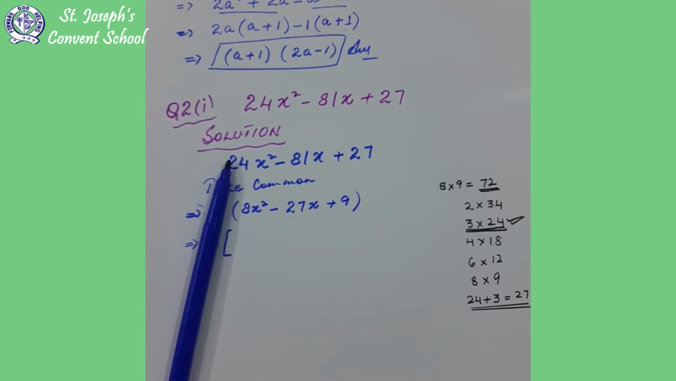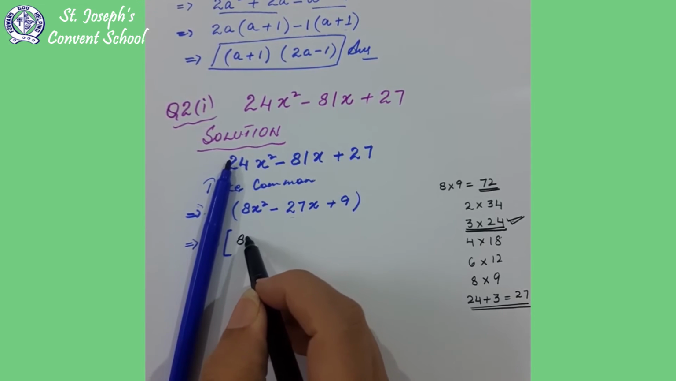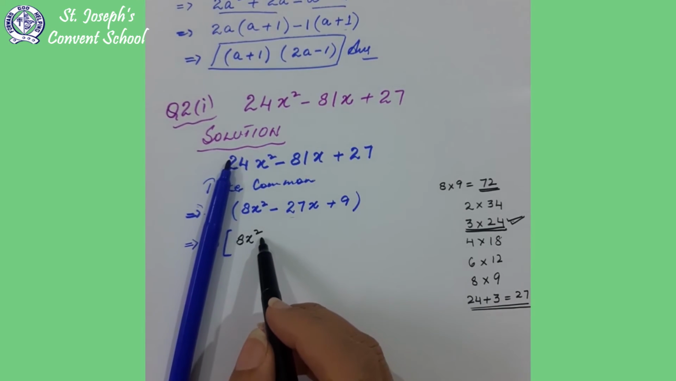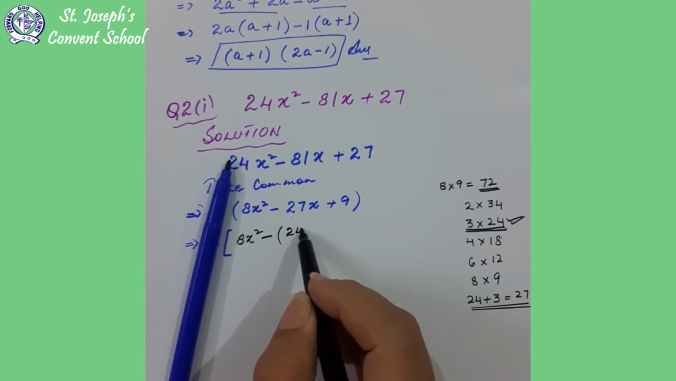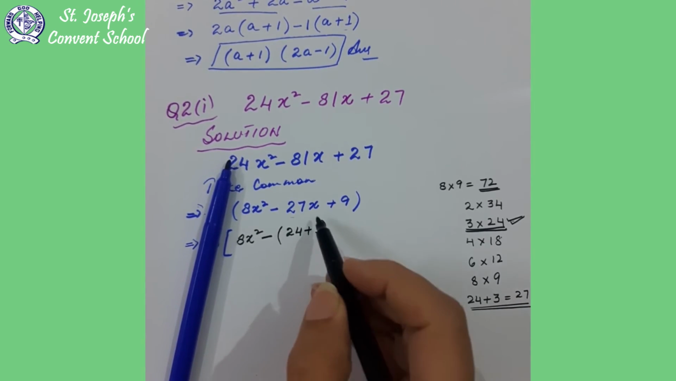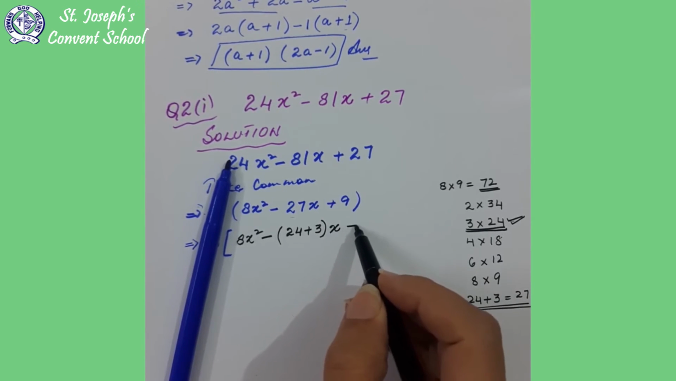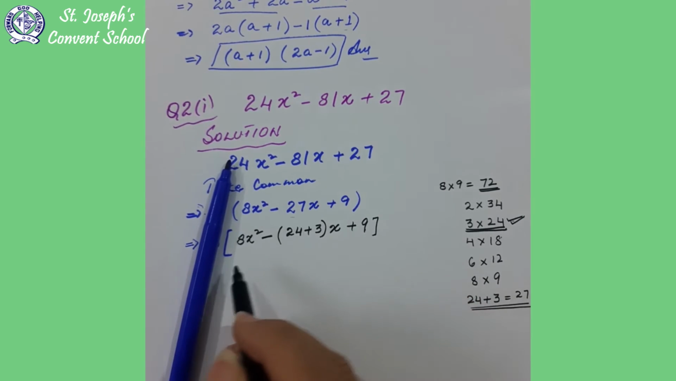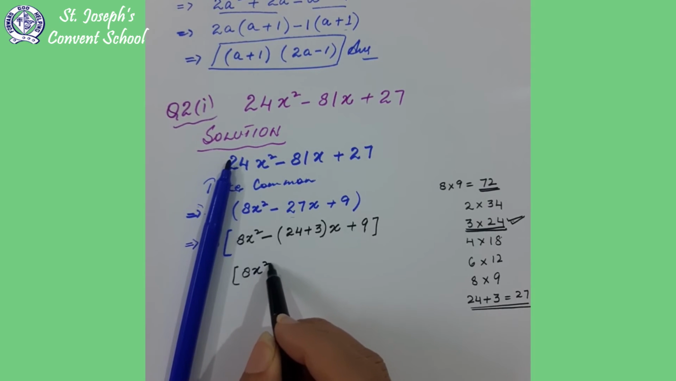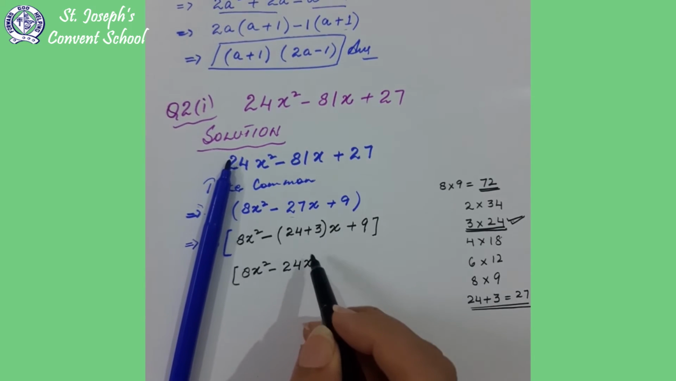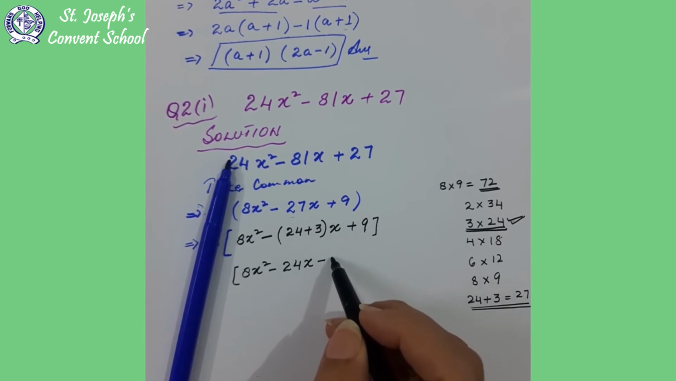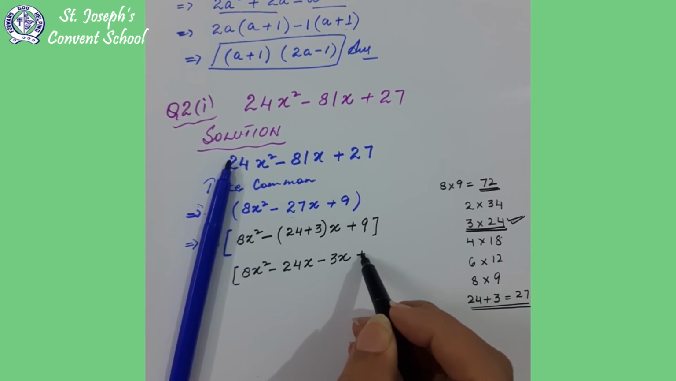Now write the first term as it is, 8x square, and break the middle term only. Instead of 27, we'll write the two factors, 24 plus 3, with this x outside as it is, plus the last term as it is, 9. Now open the bracket: 8x square minus 24x, minus into plus is minus, 3x, and the last term as it is.